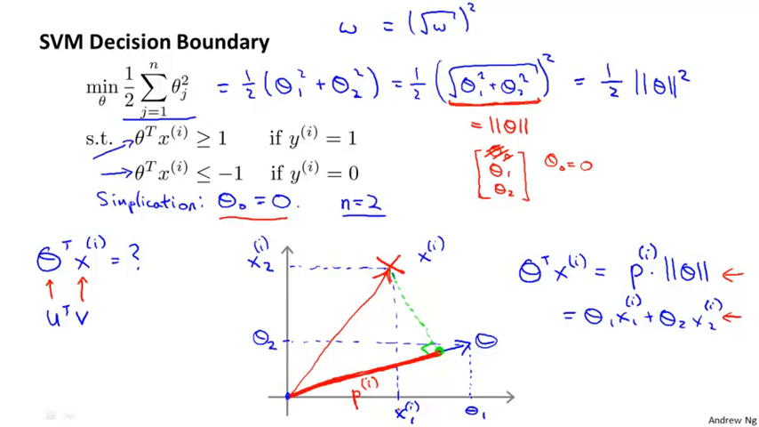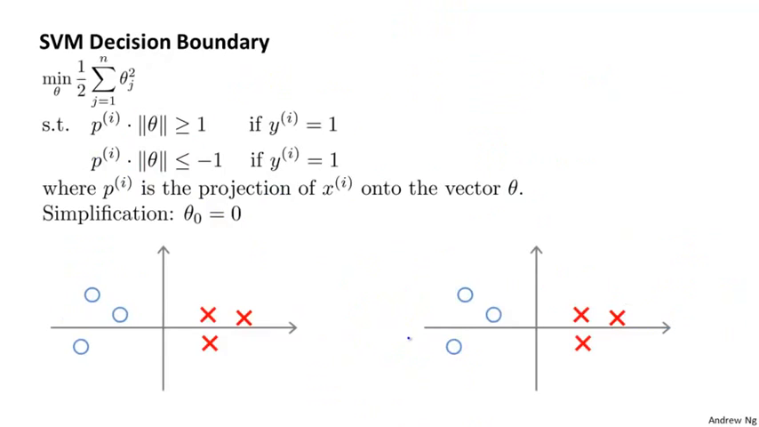Okay, so where does this leave us? What this means is that these constraints, that theta transpose xi be greater than or equal to 1, or less than or equal to minus 1, we can replace with constraints that pi times the norm of theta be greater than or equal to 1, because theta transpose xi is equal to pi times the norm of theta. So writing that into our optimization objective, this is what we get, where instead of theta transpose xi, I now have this pi times the norm of theta. And just to remind you, we worked out earlier that this optimization objective can be written as 1 half times the norm of theta squared.